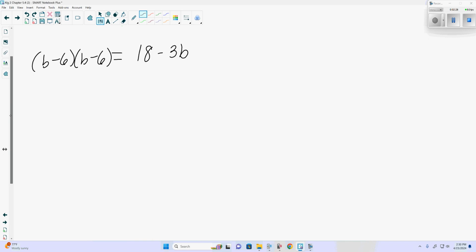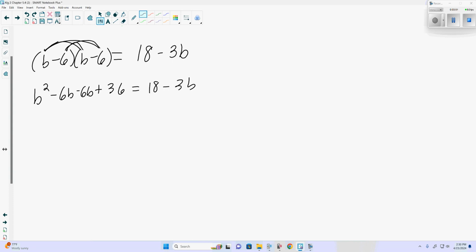Essentially, that's what we're doing. But when we square it, we do need to make sure we're getting the middle terms too. So would it not be correct if we put b squared and then just put 36? Well, b times b would be b squared, yes? And negative 6 times negative 6 would be plus 36. But we still have b times negative 6, which is negative 6b, and negative 6 times b, which is negative 6b. So we would miss those middle terms.